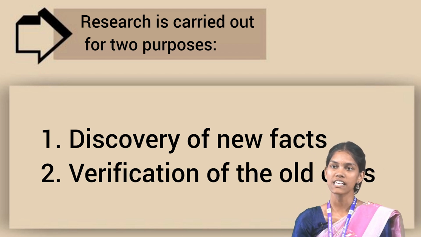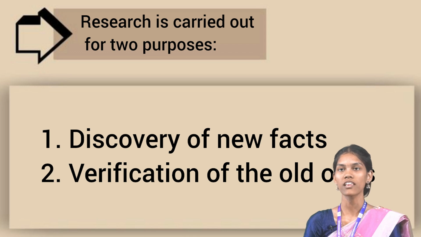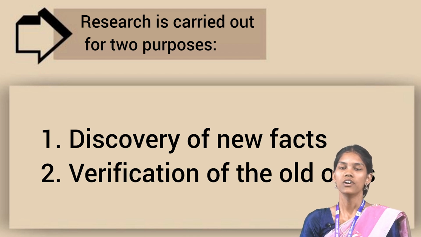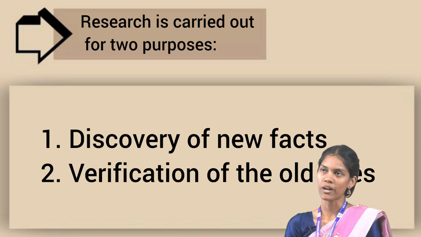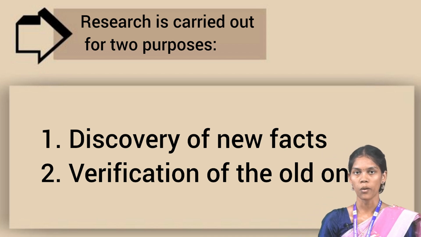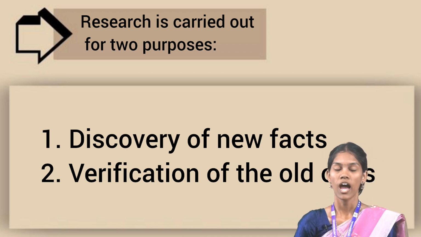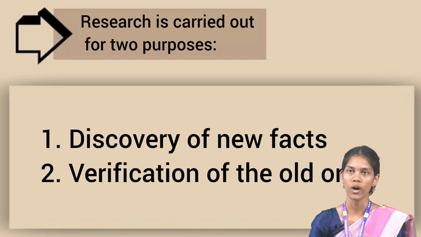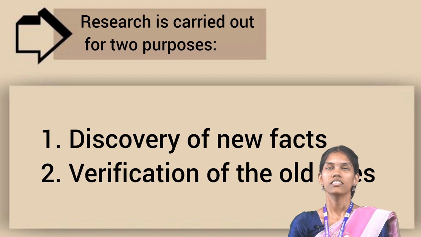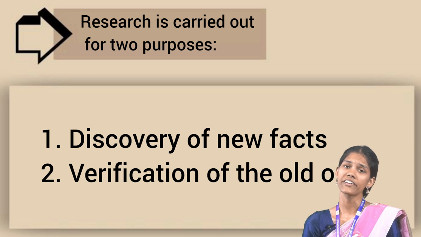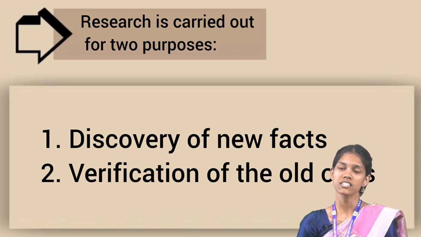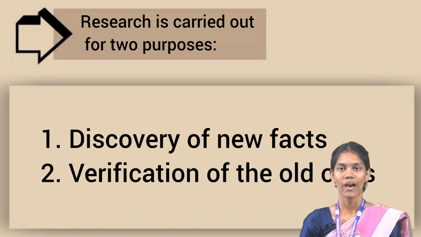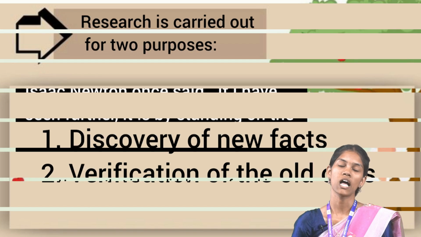So, first-hand data is nothing but primary data that one researcher purposely collects through surveys, experiments, and observation about a particular research problem and discovers a new fact from that. So, verification of the old one is secondary data. They are collecting data from secondary sources, from analyzing some observations, magazines, newspapers, etc.